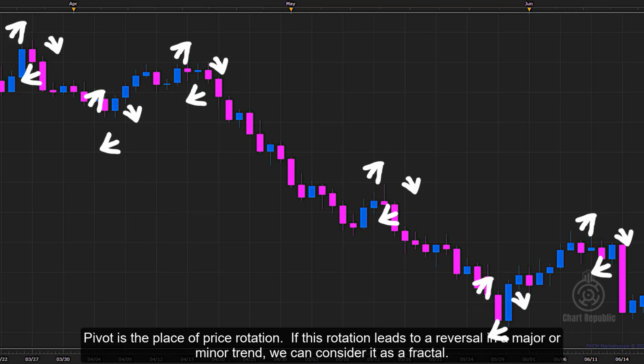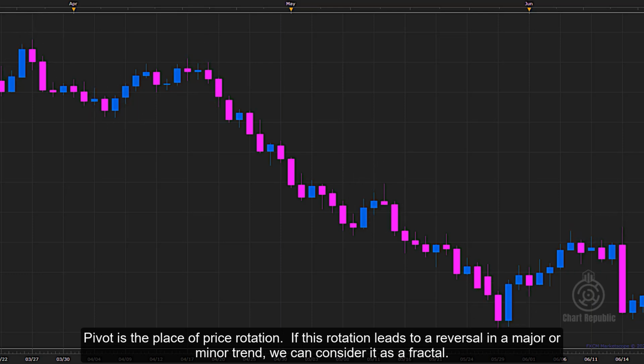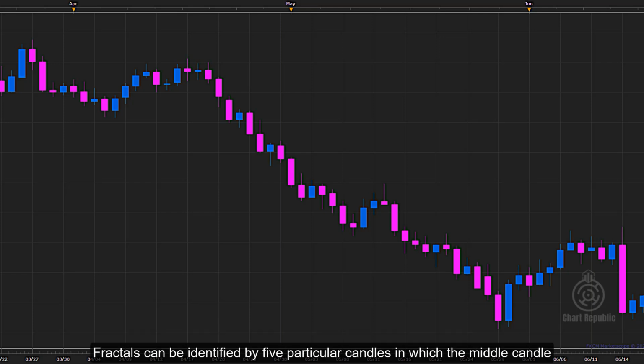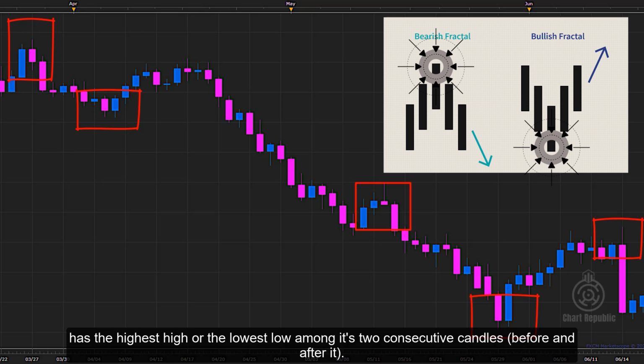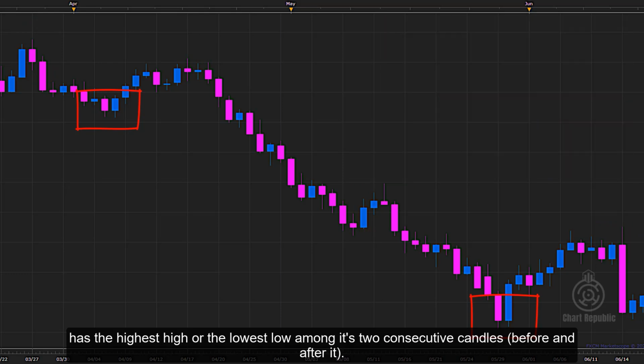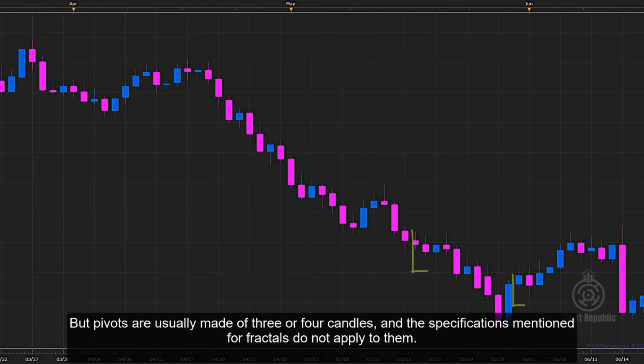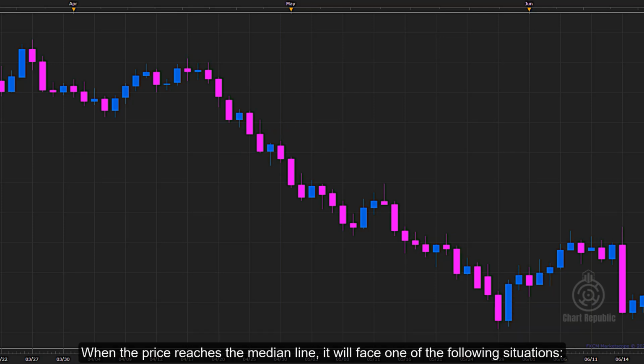In essence, you should know that not every pivot is a fractal, but every fractal is a pivot. A pivot is where price rotation occurs. If this rotation results in a reversal in a major or minor trend, we can consider it a fractal. Fractals can be identified by 5 specific candles, where the middle candle has the highest high or the lowest low among its 2 consecutive candles before and after it. But pivots are typically made of 3 or 4 candles, and the specifications mentioned for fractals do not apply to them.